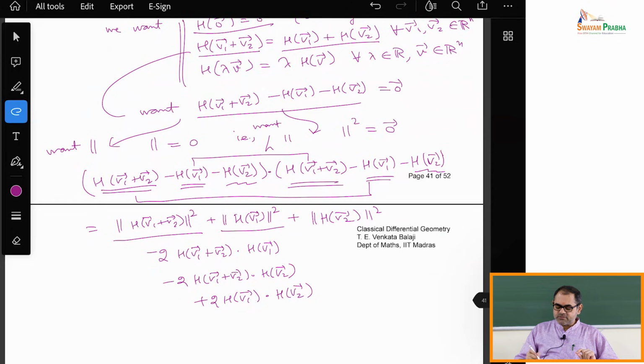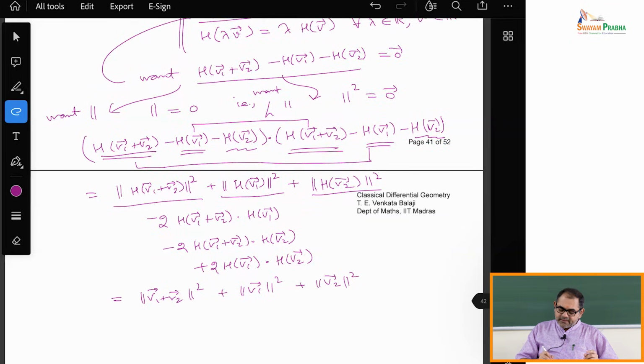And here is the big deal. I assume that H preserves the dot product. If it preserves the dot product, I just proved that it preserves the norm. Therefore, the norm of H(V1 plus V2) whole squared is the same as norm of (V1 plus V2) whole squared. And similarly, norm HV1 squared is norm V1 squared, norm HV2 squared is norm V2 squared. So I'll get norm of V1 plus V2 the whole squared plus norm V1 squared plus norm V2 squared. That is the first three terms because H preserves the dot product, so it preserves norms.